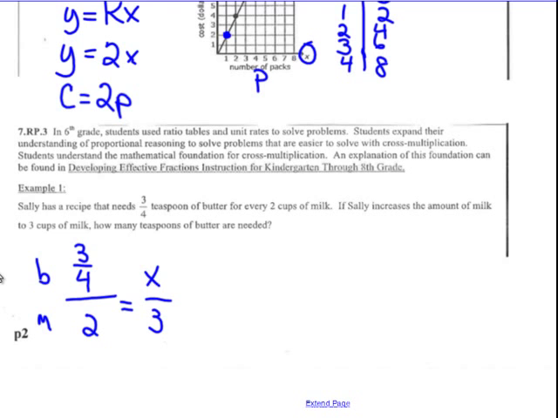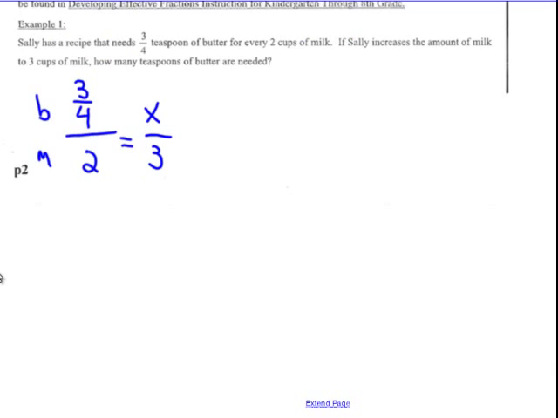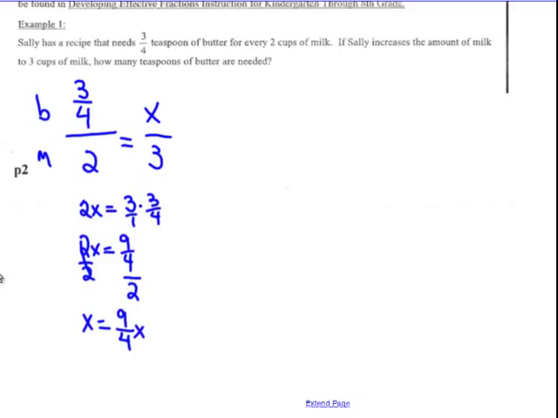So I could do it that way, and I could do a proportion. So 2x equals 3 times 3/4. So 2x equals 9/4. Divide by 2, divide by 2. When we divide fractions, we multiply by the multiplicative inverse. The multiplicative inverse of 2 over 1 is 1 over 2. So my answer would be 9/8. You would need 9/8 of a teaspoon, not cup. 9/8 of a teaspoon of butter.